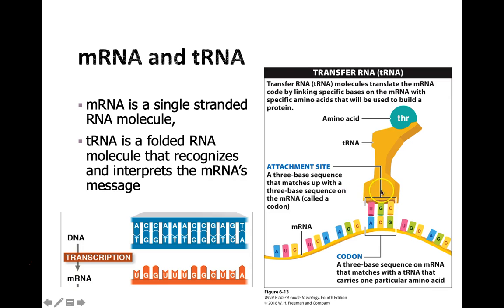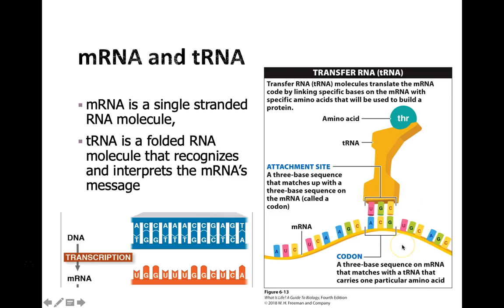Now our book does not draw this as a single-stranded folded RNA molecule. It draws it as this crazy, almost anvil-shaped molecule. And it does that to simplify things and to show you what it's doing. So on one end, we have an amino acid bound. So the transfer RNA is actually going to bring in amino acids to start building our chain. Now, it knows which one to bring in because of an attachment site at the other end that is complementary to a 3-base sequence in the messenger RNA.